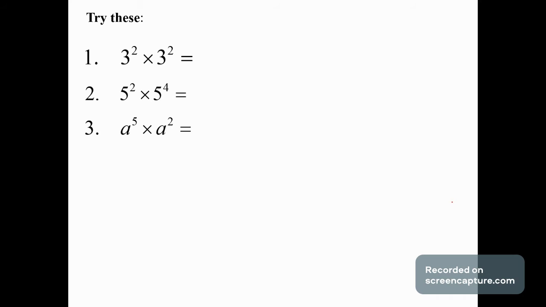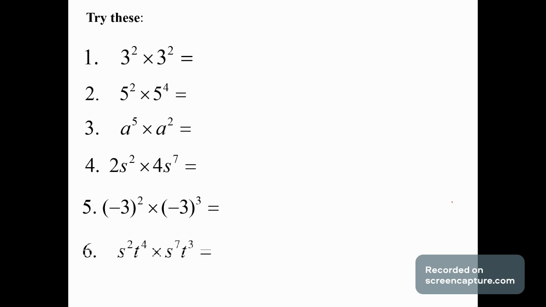How about number 3? A to the 5 times a squared. How about number 4? 2s squared times 4s to the 7th power. How about number 5? Negative 3 squared times negative 3 cubed. And how about number 6? S squared t to the 4th times s to the 7th t cubed.